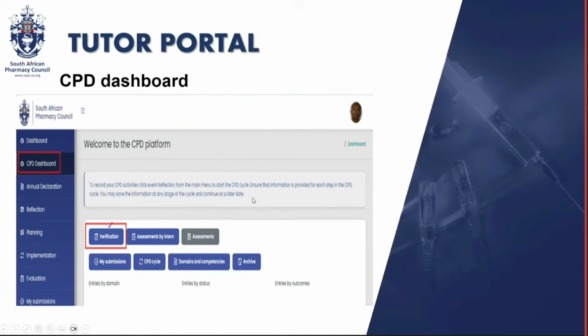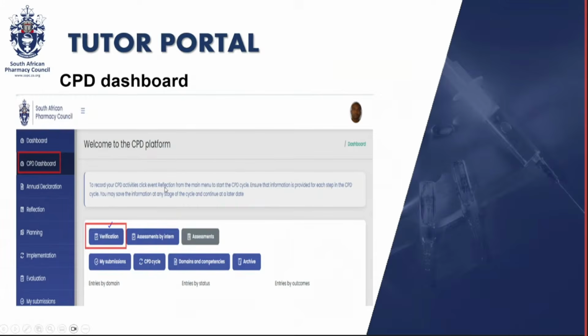So here we are just going to navigate the CPD dashboard to take the new assessor tutors through. Once you have logged in on your secure site and you are on the CPD dashboard, remember, for you to access this, you should have done your annual declaration. So make sure that if you haven't declared yet, you do your annual declaration. Otherwise, the system won't permit you to move on with doing the verification of CPDs.